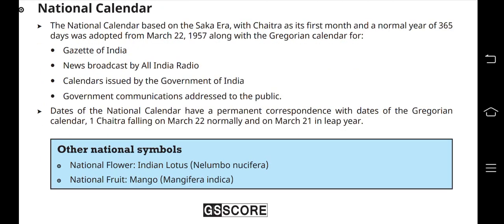National calendar. The national calendar based on the Shaka era with Chaitra as its first month and a normal year of 365 days was adopted from March 22, 1957 along with the Gregorian calendar for: first, Gazette of India; second, news broadcast by All India Radio; third, calendars issued by the Government of India; fourth, government communications addressed to the public. Dates of the national calendar have a permanent correspondence with dates of the Gregorian calendar, first Chaitra falling on March 22 normally and on March 21 in a leap year.